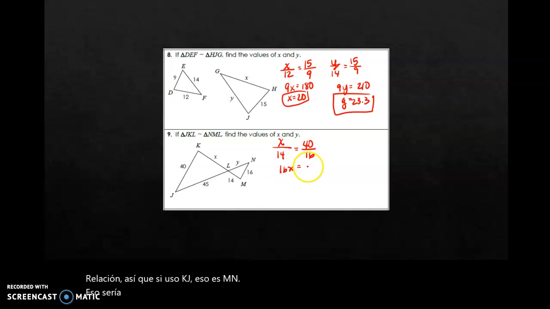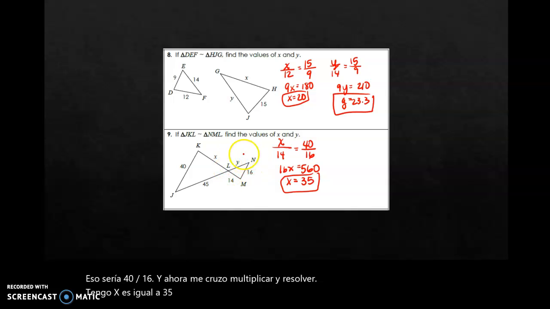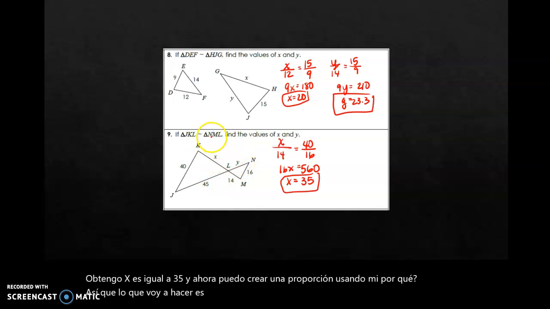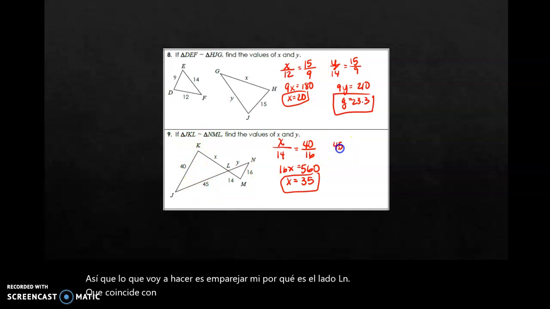And now I just cross multiply and solve. I get x is equal to 35. And then now I can create a proportion using my y. So what I'm going to do is match up my y. y is side LN, which matches up with side LJ. So I'm putting LJ on top just because that's the way I did that first one.